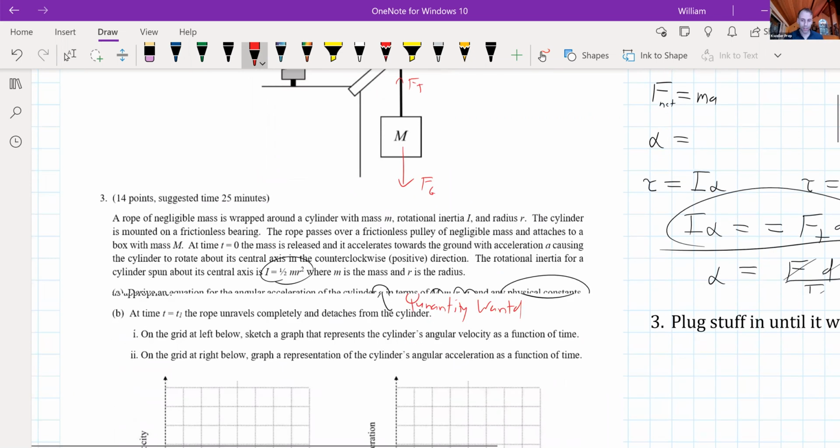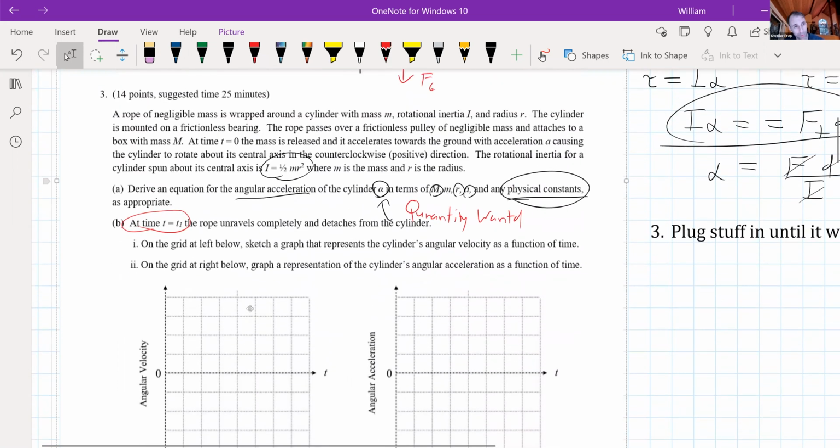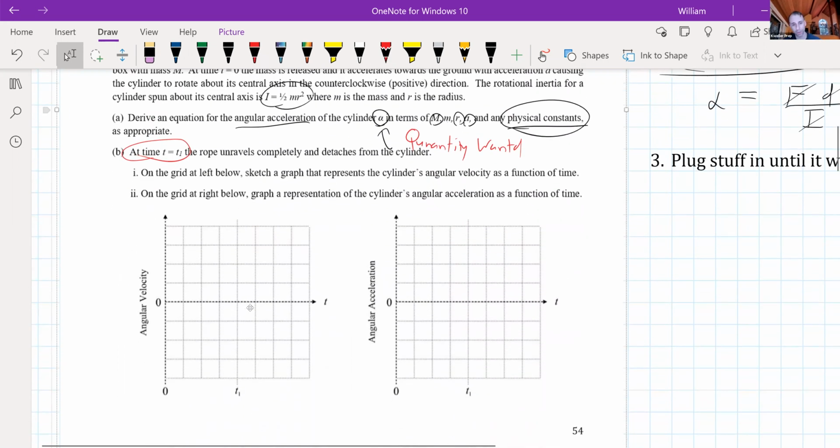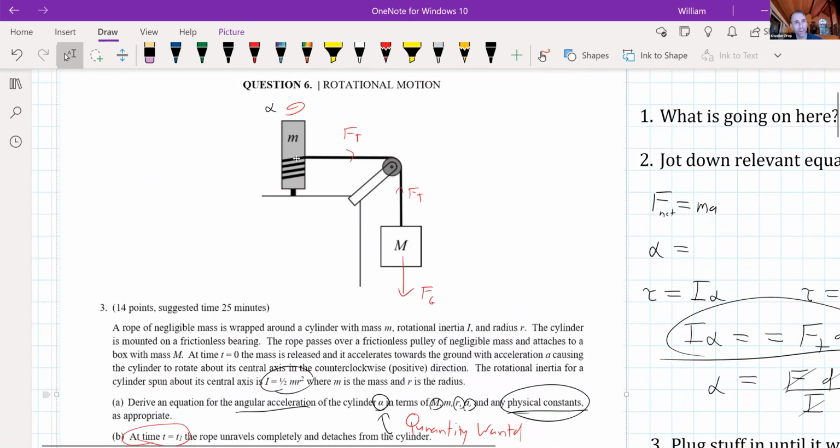But there's an amendment to it. It's, well, at time t equals t1, now the rope unravels. So now the situation has changed. So do be used to this too, that subparts will build off of a previous part and even change the nature of the problem. So this means that the rope is connected here. It's going to be tugging on it, accelerating it, but then at one point that rope is released, and thus the cylinder will continue to spin of its own angular momentum, correct?